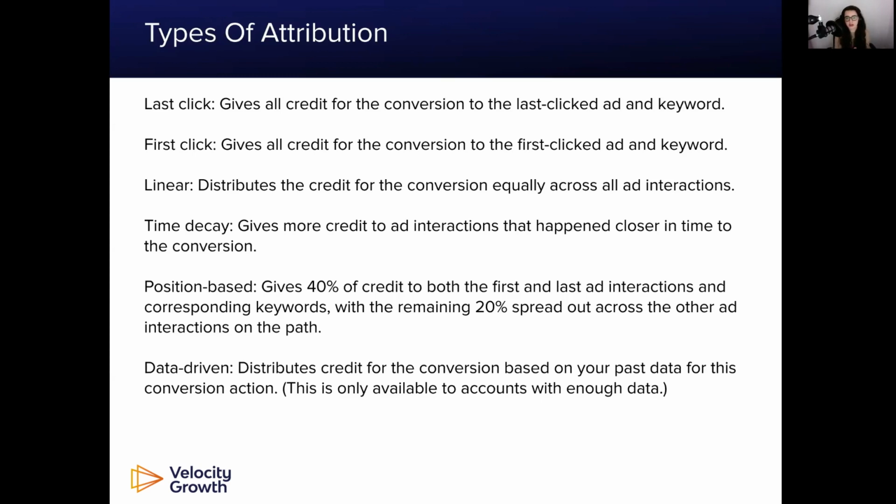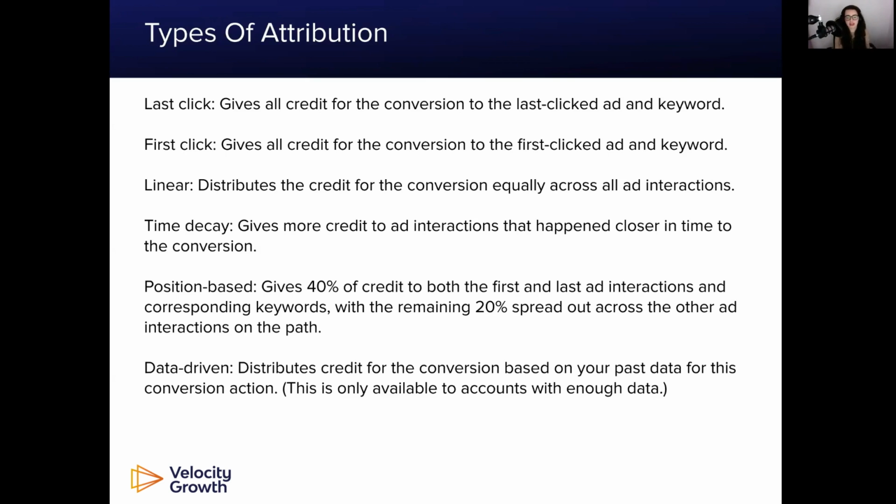Linear, this distributes the credit for the conversions equally across all ad interactions. So if 5 adverts were involved in this purchase, then it is distributed equally. Time decay, this gives more credit to ad interactions that happened closer in time to the conversion. So say, for example, there was a 2-week period and multiple touch points on the ads because, again, there was a volume of research involved in your product. This kind of scales it heavier and heavier closer to the purchase time.